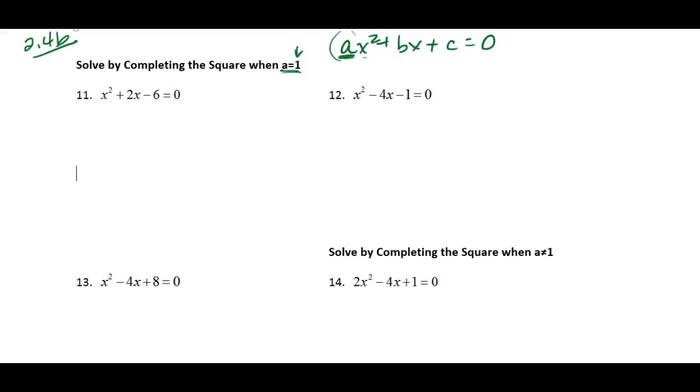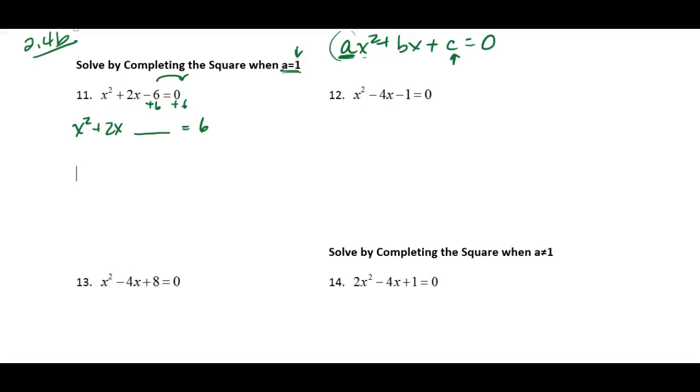So the first thing you want to do if you're asked to complete the square is isolate the constant. Now the constant is part c up here in the equation. It's the part without an x on it. So in this example, the -6, I'm going to move that -6 over by adding 6 to both sides. So then I have x squared plus 2x, and I'm going to leave a space, and I'll tell you why, equals 6.